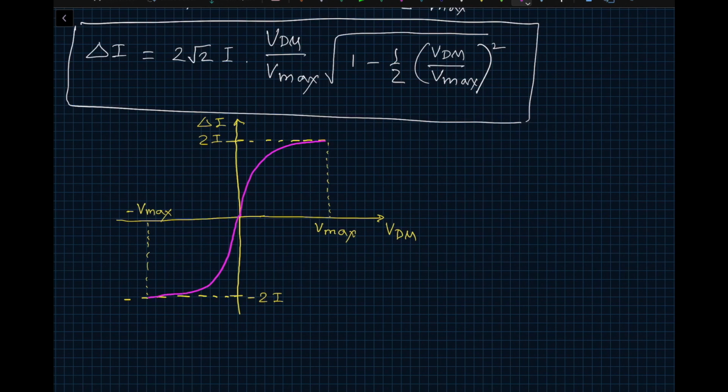Now, if you remember the bipolar case, when we start increasing VDM, then delta I will approach 2I. However, it will just approach asymptotically. It will never become 2I, technically speaking. In the MOS case, that's not the case. In the MOS case, whenever the VDM comes out to be equal to Vmax, then the current is switched completely. One device turns off, and the other device is completely carrying the current. So that's the difference between the MOSFET case versus the bipolar case. As I said again, one of the transistors turns off, and that's the reason it behaves differently.